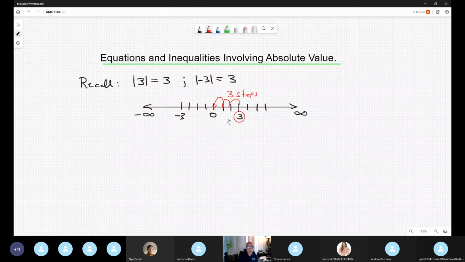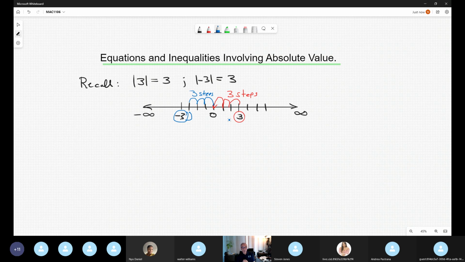Likewise, for -3, here is 1, 2. Hey, I made a mistake. This is 3 here, over there. So it says 1, 2, and 3. Exactly 3 steps. So basically, it's the distance, the number of steps, between the specific number that you put inside the bar and 0.